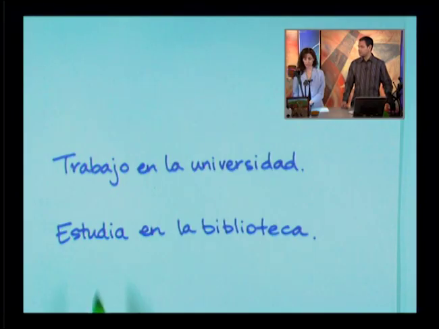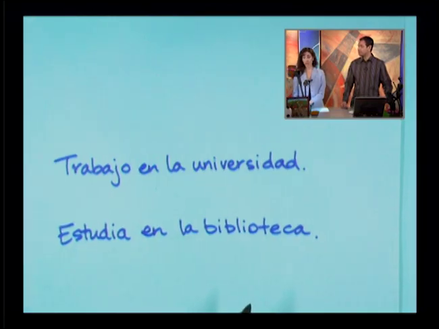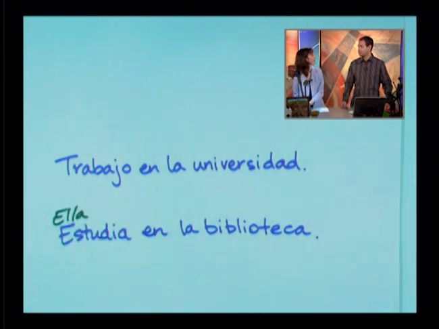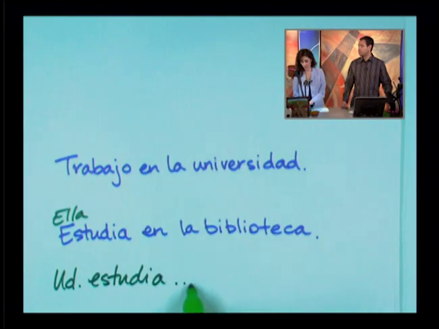It's a good idea here to include the subject pronoun. If I were going to say she studies, what would I add to make this sentence more clear? I would add ella before the verb. Ella estudia en la biblioteca. Excelente. And if it's you formal, what would you say? I would say usted estudia. Or él, if it's he.